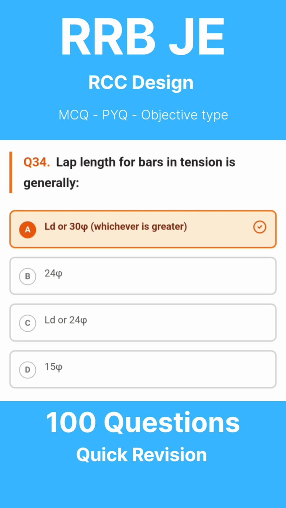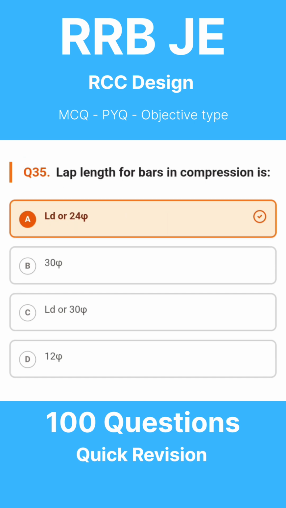Question 34. Lap length for bars in tension is generally. The correct answer is Ld or 35, whichever is greater. Question 35. Lap length for bars in compression is. The correct answer is Ld or 24 phi.